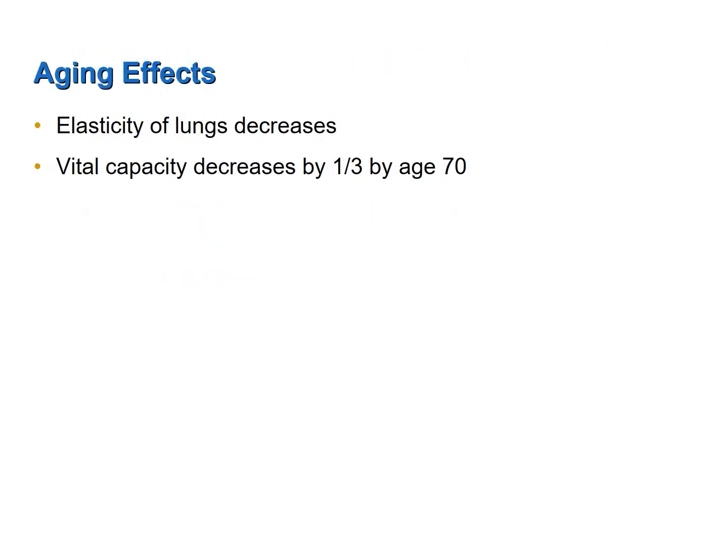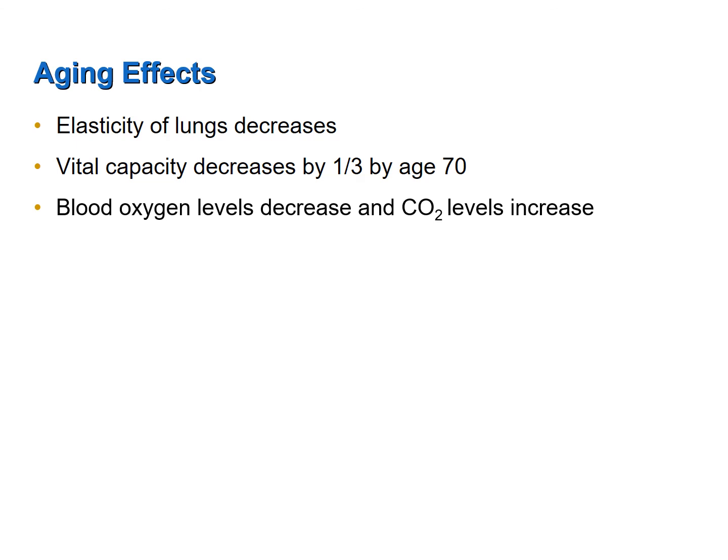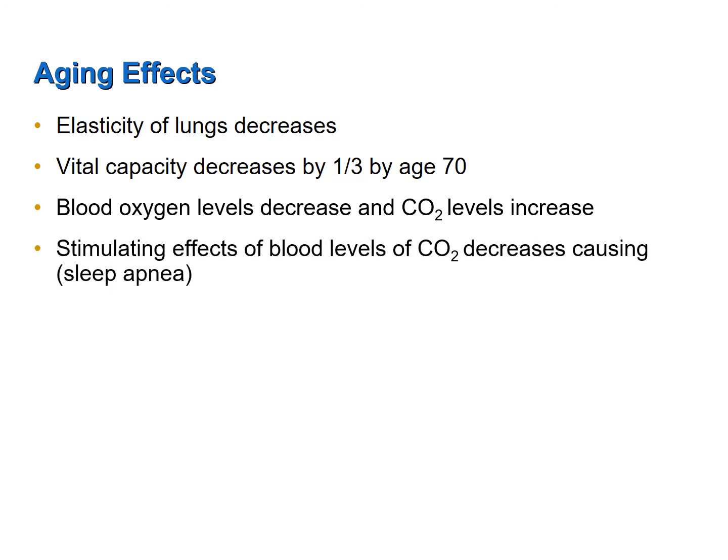What are other age effects that we see on our respiratory system? Elasticity of the lungs tends to decrease. This leads to a decrease in our vital capacity. By the time we are age 70, we could have lost a third of our vital capacity. Carbon dioxide levels tend to rise and blood oxygen levels tend to fall. And we appear to become less sensitive to increasing levels of carbon dioxide. And this might lead to a condition called sleep apnea.